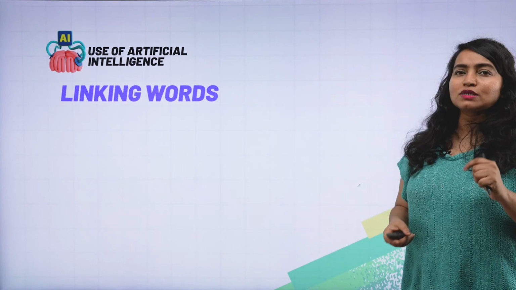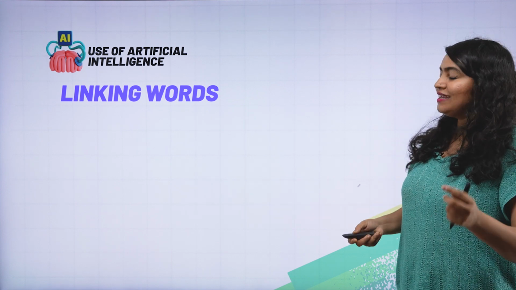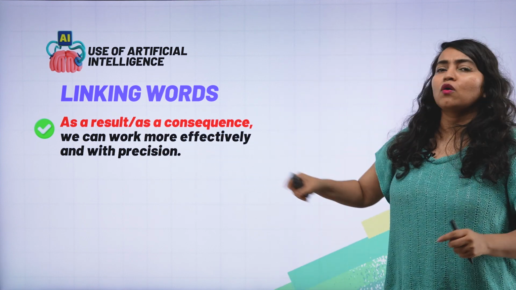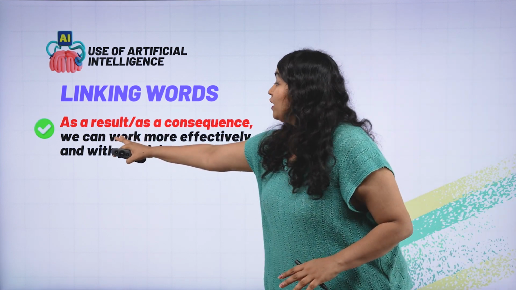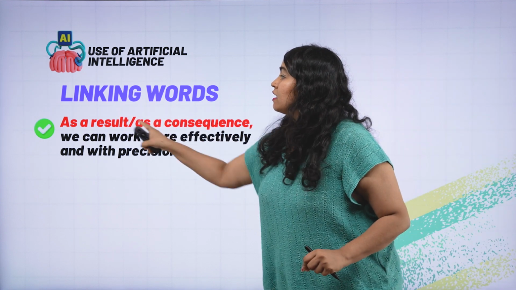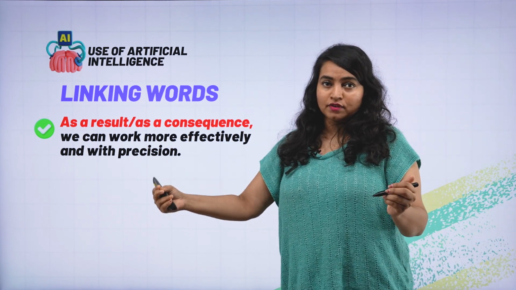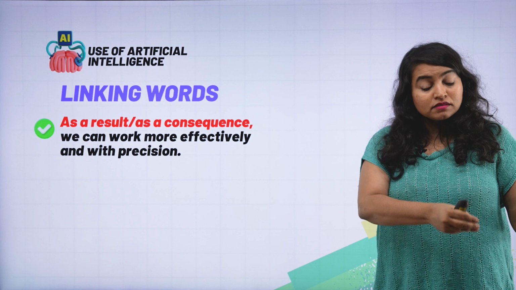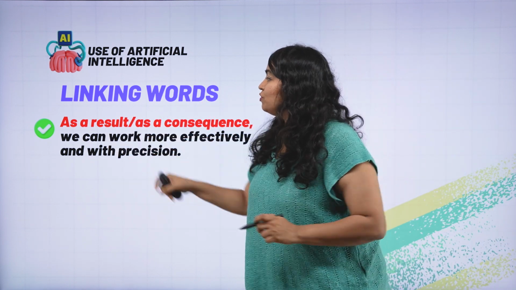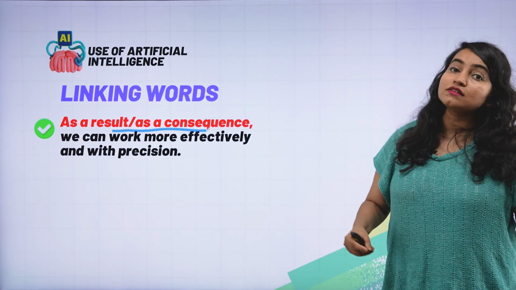Now, if you remember, I talked about linking words just now. Well, let's see how we can use linking words more effectively in a real sentence. As a result, or as a consequence, we can work more effectively and with precision. Now, this is a linking word which connects the cause to the effect. So, certain things happen, and as a result of that thing, another action takes place. In that case, you want to use a linking word which is as a result or as a consequence.